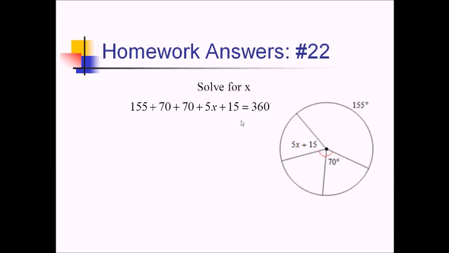So combining like terms on the left side of this equation, we've got, let's see, 155 and 15 is going to give us 170, plus another 70, that's 240, then 310. So we have 310 and 5x equaling 360. Subtracting 310 from both sides, that's 5x equals 50. So then x must equal 10.